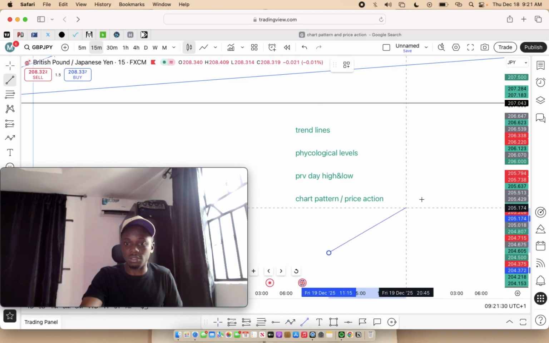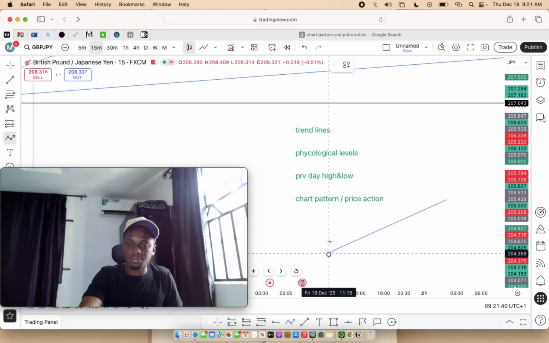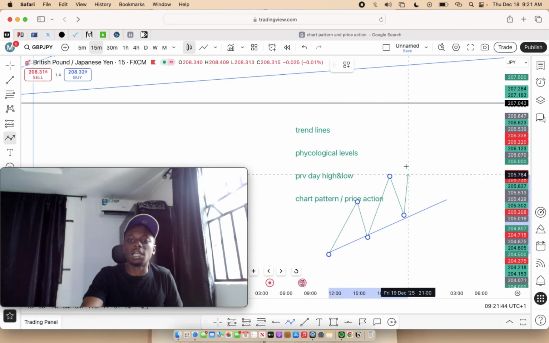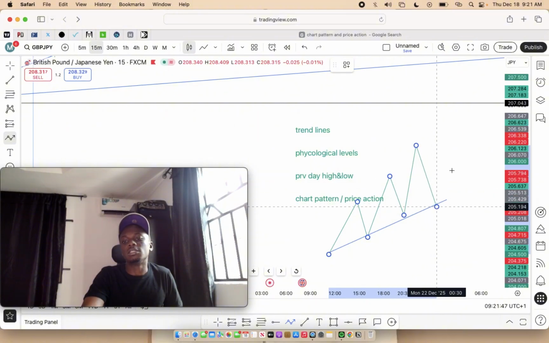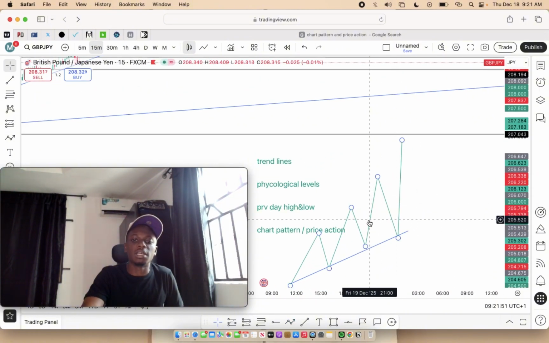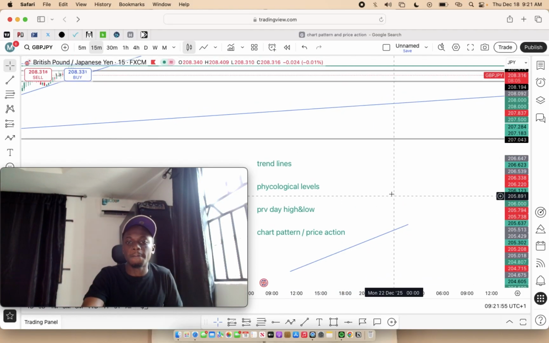There's no need to complicate things here. Let's say we have a trend. So this is our uptrend, and this is just the work of the trend line: identify the trend and spot support and resistance levels on the chart.